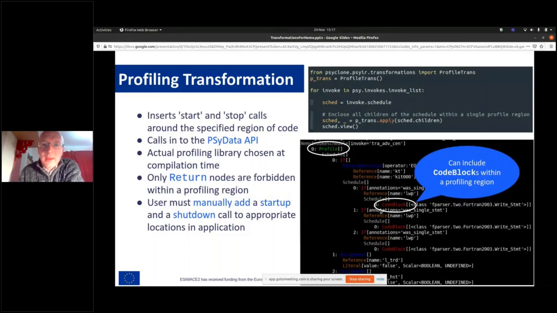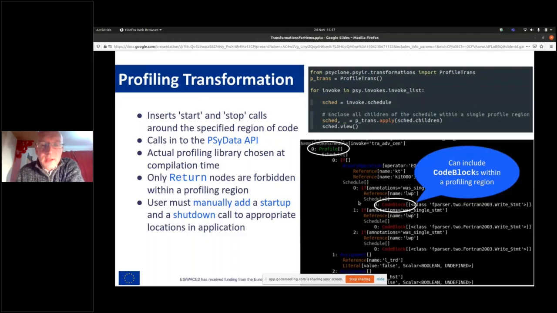So in this example here, I've got a little fragment of the script up here that is simply enclosing all of the children of a schedule. So the whole invoke essentially is being enclosed within a profiling region. And in this case, that profiling region then includes some code blocks, which are, again, their write statements, as you can see from the fparser2 stuff here. And that's fine. They're okay to be within a profiling region.